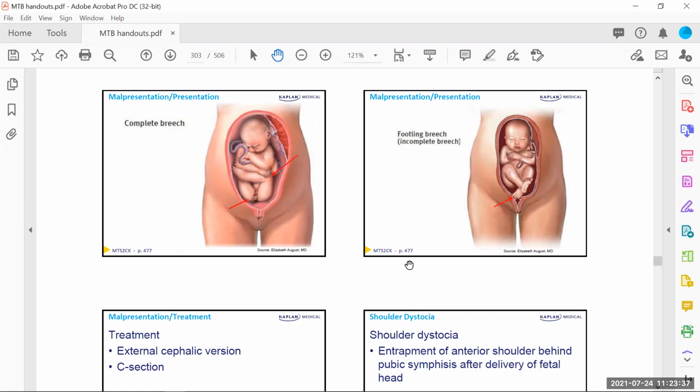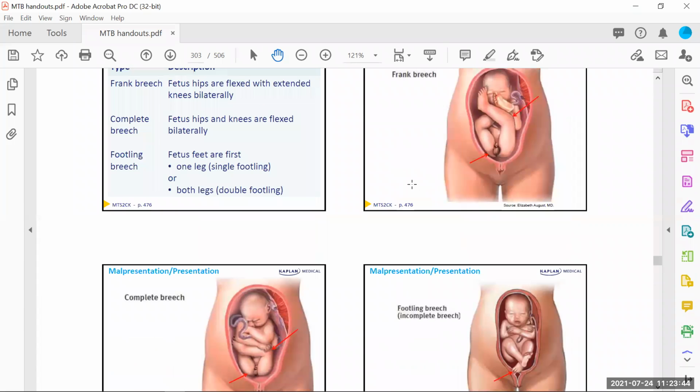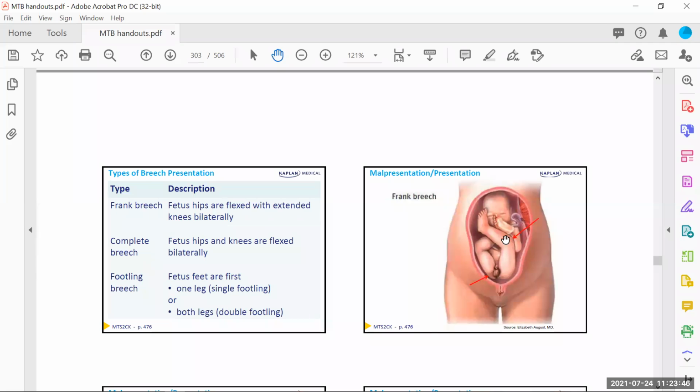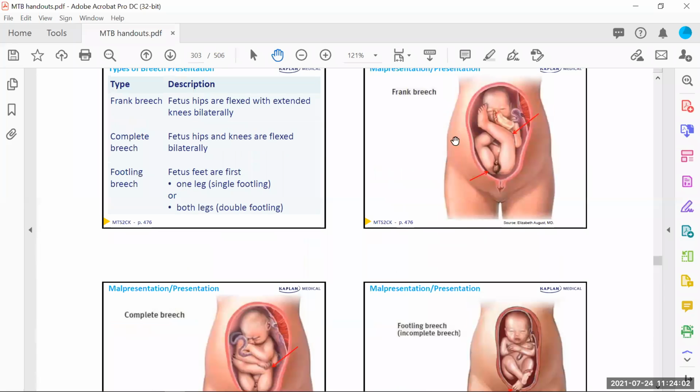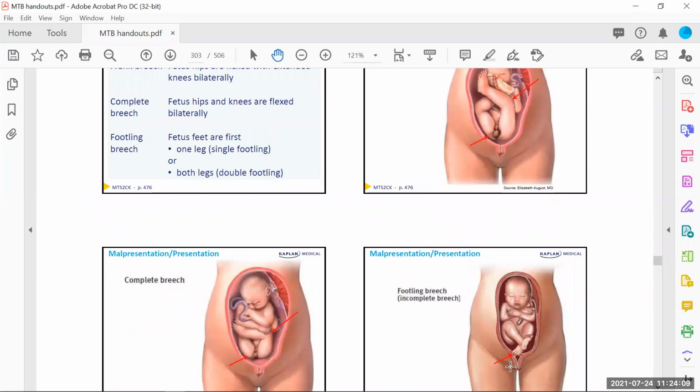Yes, dear, sorry for interrupting. Can you please repeat the difference between complete breech and frank breech? Yeah, see, in frank breech, the knees are extended. The legs are straight. So knees should be extended, but of course hips will be flexed. But in complete breech, knees are also flexed, the baby's legs are flexed, and the baby's hip is of course flexed. So if both of them are flexed, we can say it's a complete breech. But if the knees are extended, straight legs, you can say it's a frank breech. And footling, of course, the foot is there: single footling, double footling.